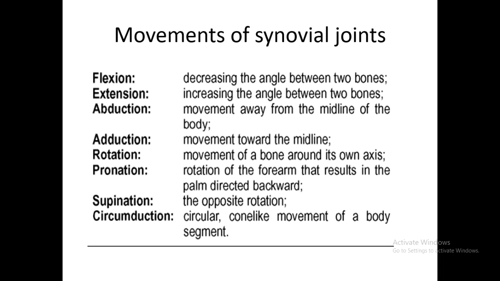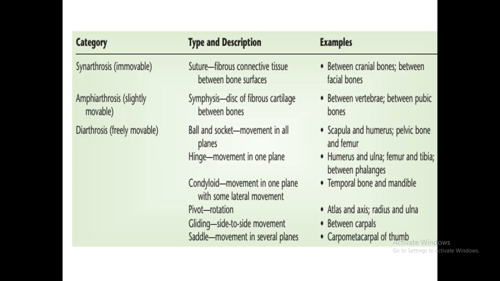We look at flexion, decreasing the angle between two bones. Extension, I repeat, increasing the angle between two bones. Abduction, movement away from the midline of the body. And then adduction, movement towards the midline. Rotation, movement of the bone around its own axis. Pronation, rotation of the forearm that results in the palm directed backwards. Supination, the opposite rotation. Circumduction, circular or cone-like movement of the body segment.